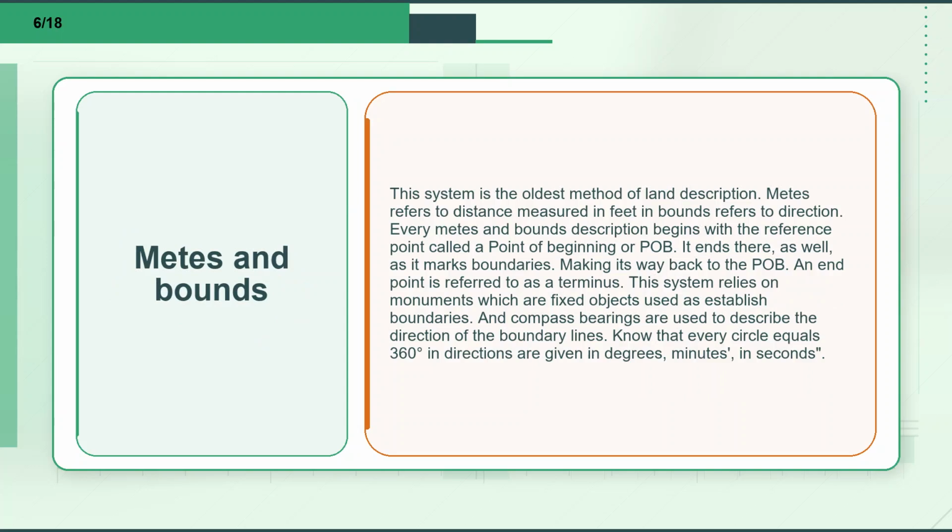Flashcard 6. Term: metes and bounds. Definition: this system is the oldest method of land description. Metes refers to distance measured in feet, and bounds refers to direction. Every metes and bounds description begins with a reference point called the point of beginning, or POB. It ends there as well, as it marks boundaries, making its way back to the POB. An endpoint is referred to as a terminus. This system relies on monuments, which are fixed objects used as established boundaries, and compass bearings are used to describe the direction of the boundary lines. Know that every circle equals 360 degrees, and directions are given in degrees, minutes, and seconds.